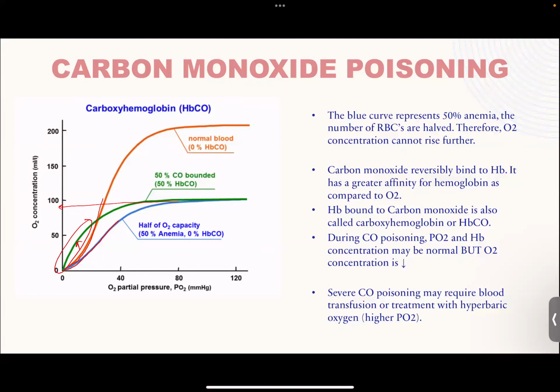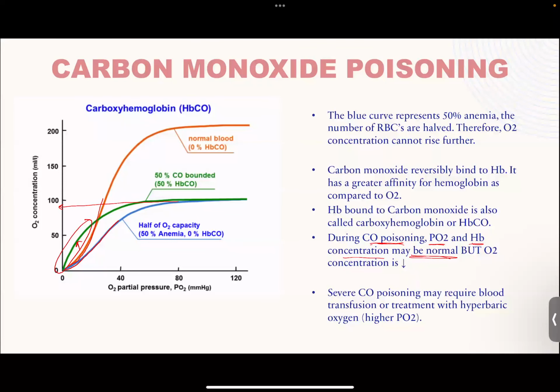Okay. In the case of carbon monoxide poisoning, we don't need a lot of carbon monoxide to have an adverse effect. Even if you inhale about 0.1% carbon monoxide, you're going to have 50% of your hemoglobin bound to the carbon monoxide. So when we look at the pressure of the gases, the pressure of oxygen is still normal. That's what it says: during carbon monoxide poisoning, the PO2 and the hemoglobin concentration may be normal, but the O2 concentration is less. Why? Because half of the hemoglobin is bound with the carbon monoxide.